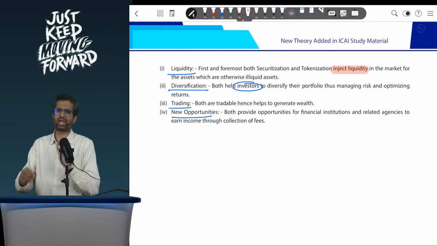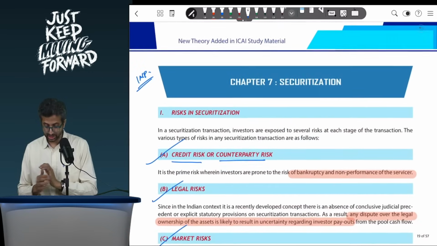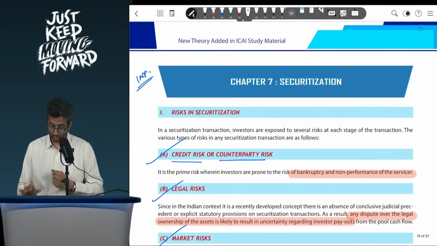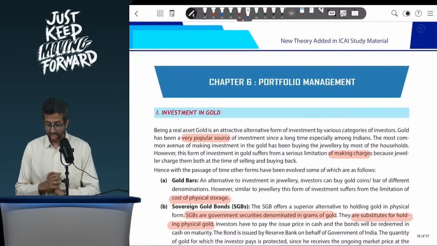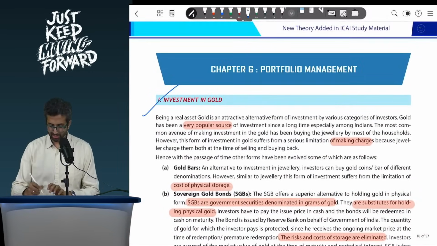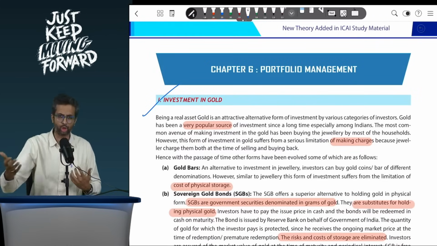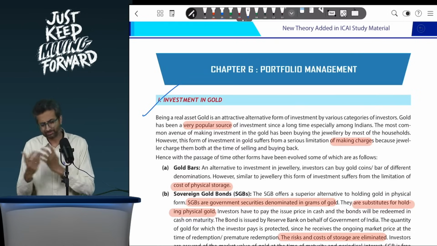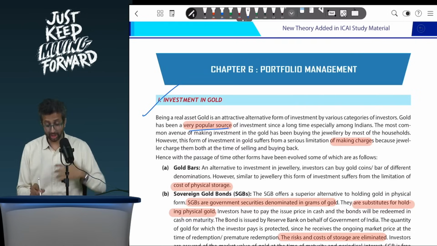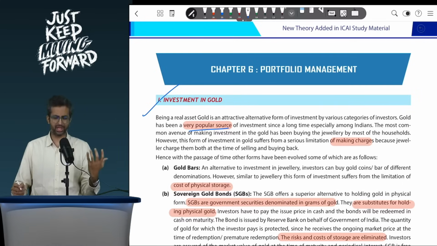So blockchain as well as tokenization are two things that are slightly important when we go to the securitization concept. Portfolio management: there is some discussion regarding gold. You can write a lot about gold on your own. This is a physical item, and over here it is very popular. Gold is almost at a life high as we speak.